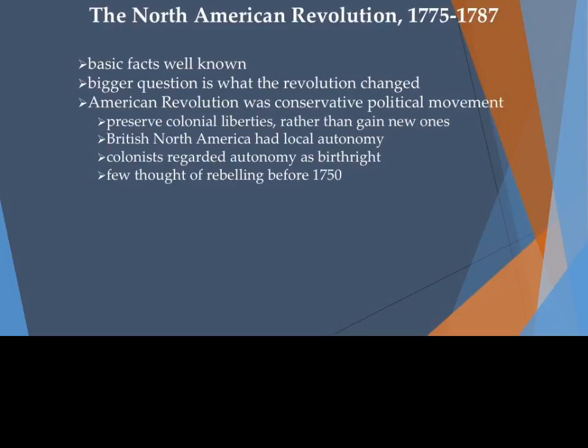And for most of the 17th and 18th centuries, British North American colonies really had a lot of local autonomy. And the colonists regarded autonomy as their birthright. Few thought of actually breaking away from Britain before 1750. Now, the differences between England and the North American colonies are significant. Colonial society was far more egalitarian than European society. In manners, British colonists were republican well before the Revolution.